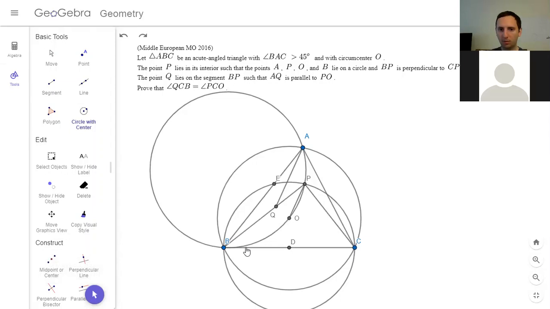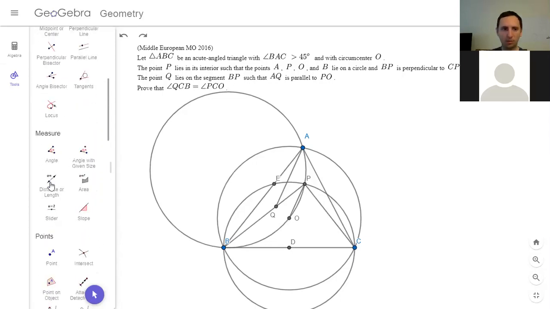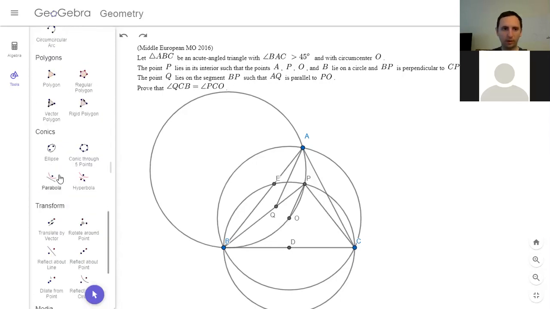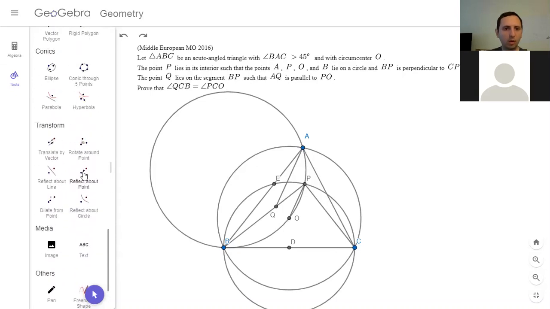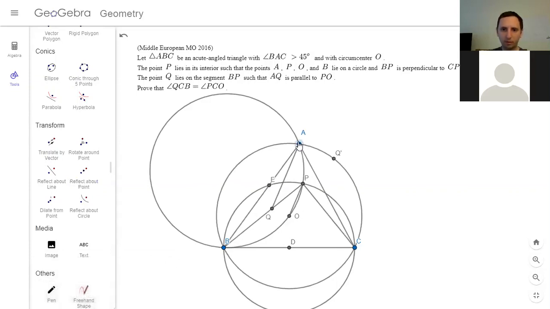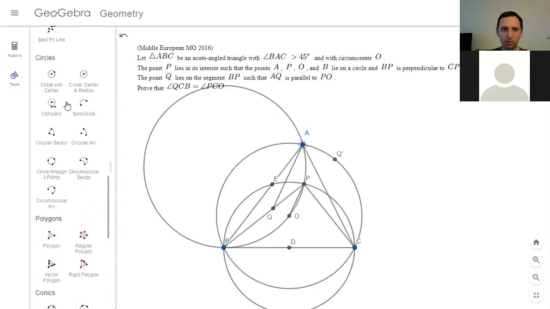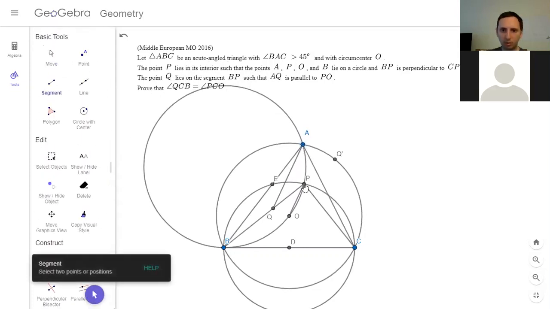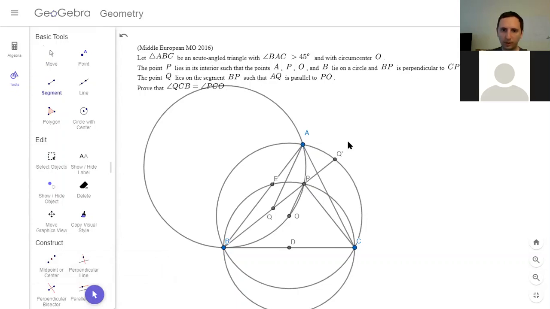I think we need to reflect Q with respect to P. Okay, let's see. So we want to prove that PQ' multiplied by PB equals PC squared. PQ' times PB is PC squared. I don't think that's true, because that would just. Yeah, right.